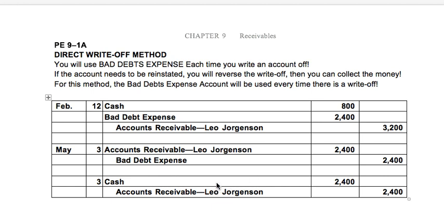Then we debit cash and we credit accounts receivable, which is what we would have done originally when we received cash for a receivable. This is the answer to practice exercise 9-1A.